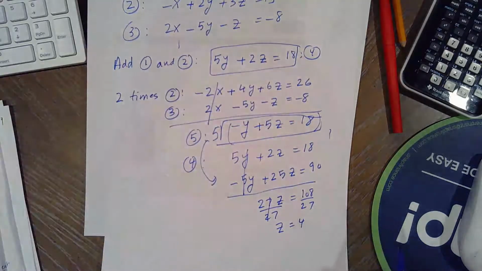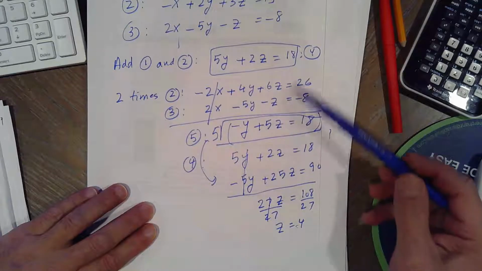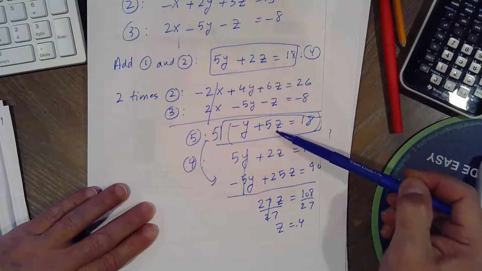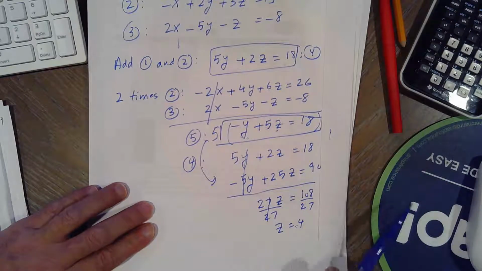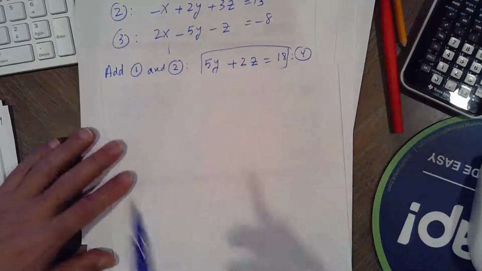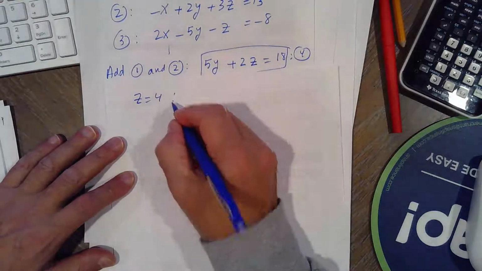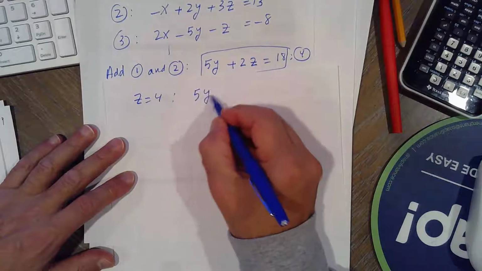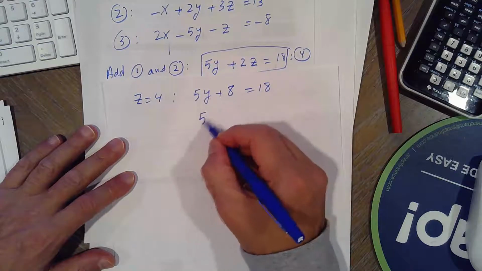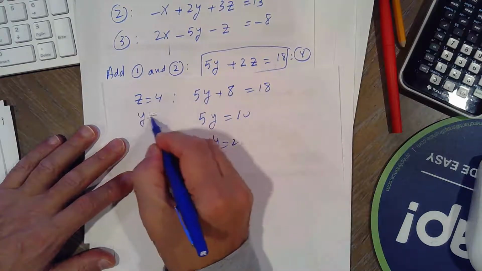So we got 1/3 of the answer. Now once we get z, we go back to equation 5 or equation 4 because they have y and z. We plug in z equals 4, then we get y. So I'm going to go back to equation 4. 5y plus 2 times 4 is 8 equals 18. Move the 8 over, and then y is 2. So I have z is 4, y is 2.